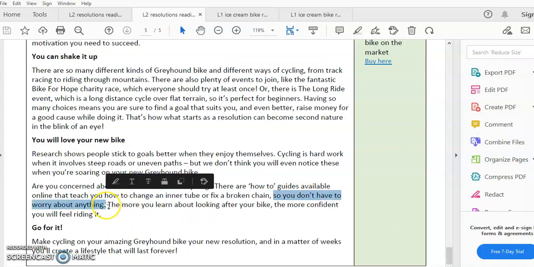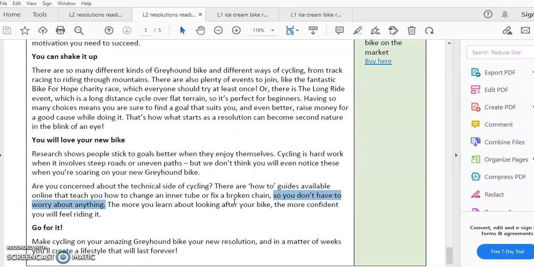You don't have to worry about anything. Again, that's quite biased, isn't it? That's a biased phrase there. And again, the more you learn about looking after your bike, the more confident you will feel riding it. Again, their bias is showing here. They think this bike is fantastic. They think it's a really easy ride. And they think that it's very easy to maintain because their instructions are fantastic, you know?